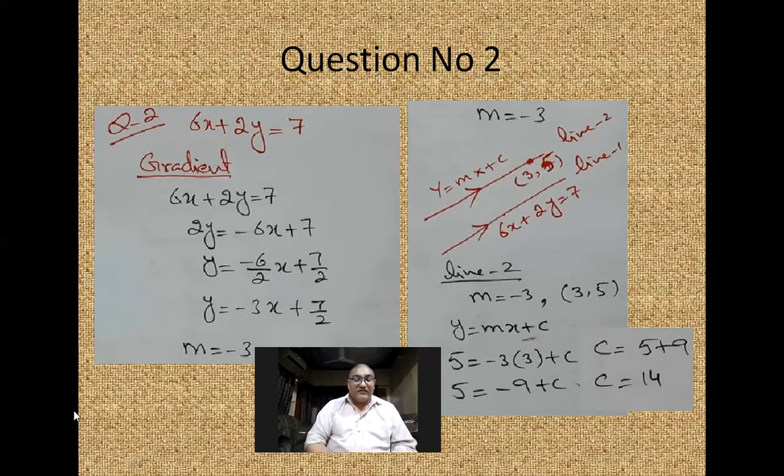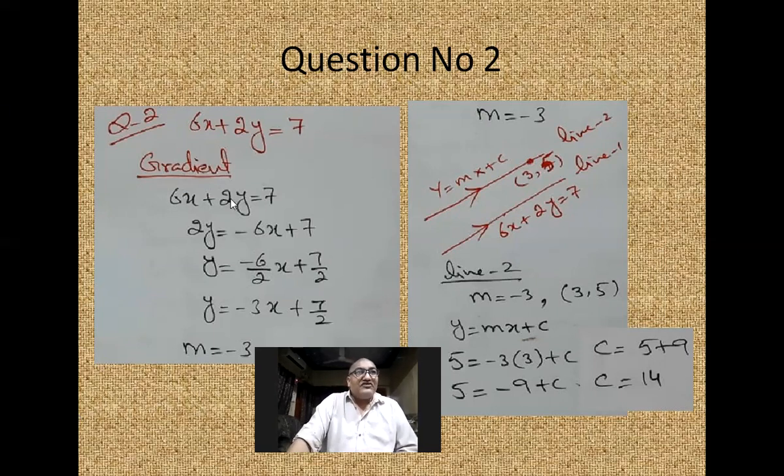The first part of this question is this line number 1. And the line number 1 is 6x plus 2y equals to 7. They want you to find out the gradient of this line. You see, if the equation of a line is given to you and you want to find out the gradient of that line, what you will do, you will make y alone on one side, and then whatever will be the coefficient of the x on the other side, that will be the gradient.